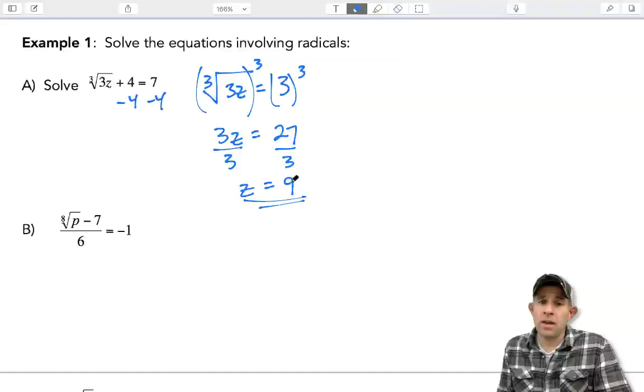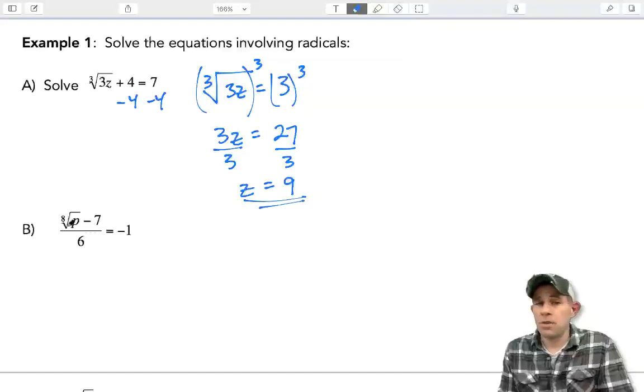Now, you should always go back and substitute that number back into the original equation to make sure it works. 3 times 9 is 27. The cube root of 27 is 3. 3 plus 4 is 7. All right, let's move on to example B.